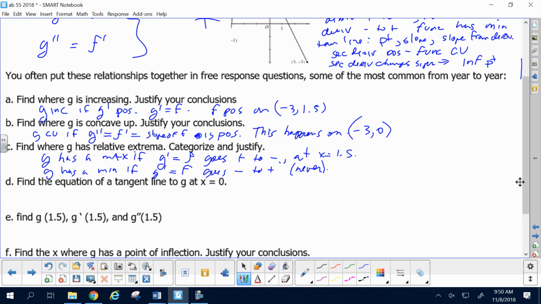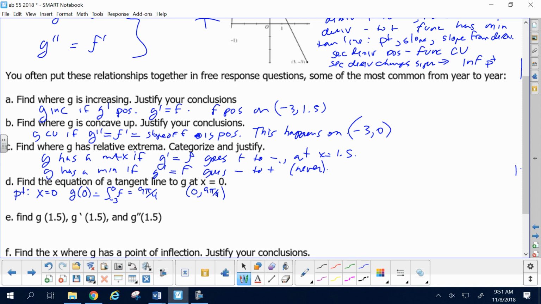All right, find the equation of a tangent line to G at x equals 0. So, what do you need to run a tangent line? You need a point. X equals 0, G at 0. What's G at 0? Okay, go back to the definition of G. G is defined as the area under the curve from -3 to, in this case, 0. And that is 9 pi over 4. That's the area in the quarter circle, 9 pi over 4. So the point we're working with is this weird 0, 9 pi over 4.